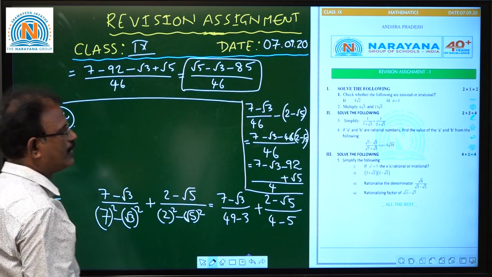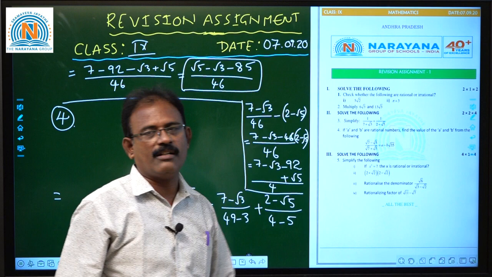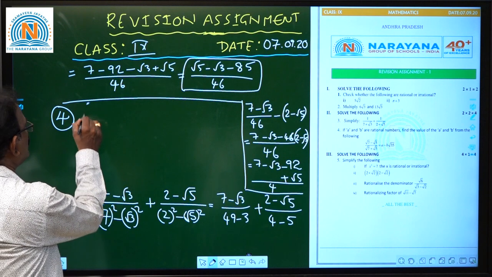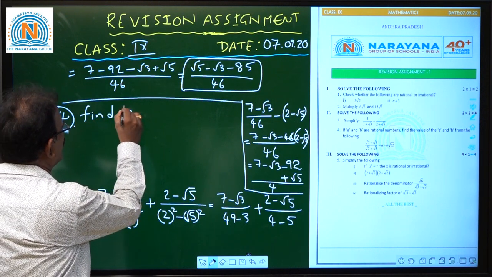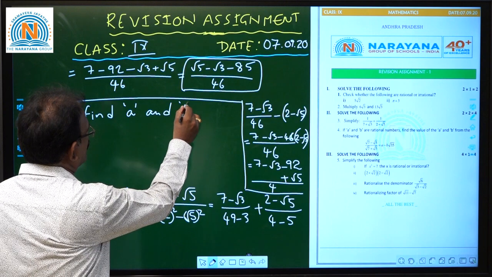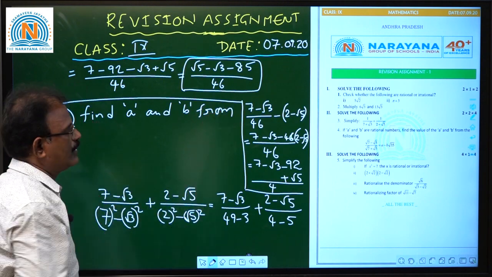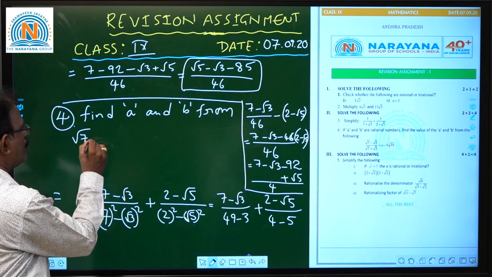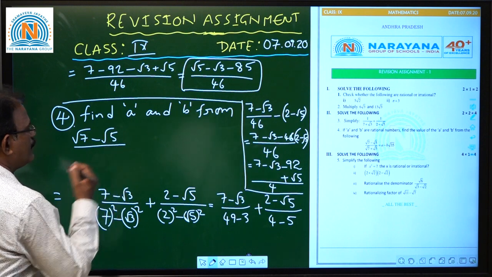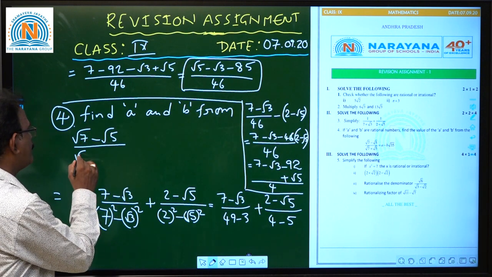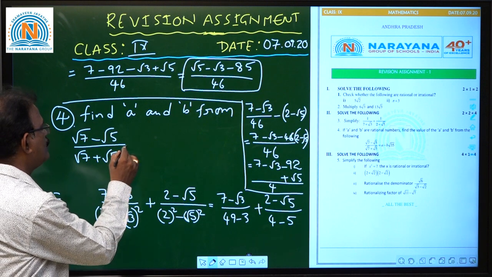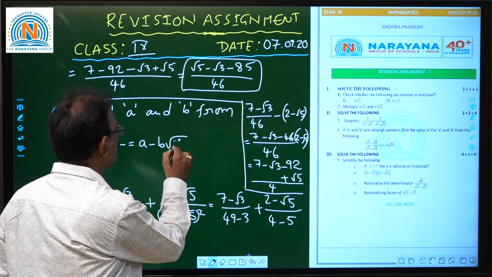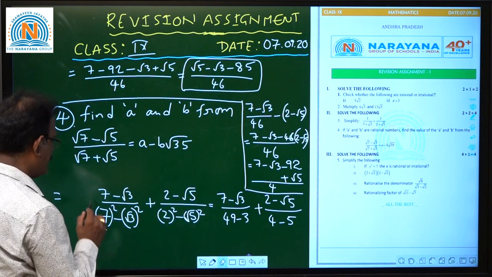Now look at the fourth question children. If a and b are rational numbers, find the values of a and b from the following identity. What is the identity given? Find a and b from, what is the identity children? Root 7 minus root 5 divided by root 7 plus root 5 is equal to a minus b root 35.